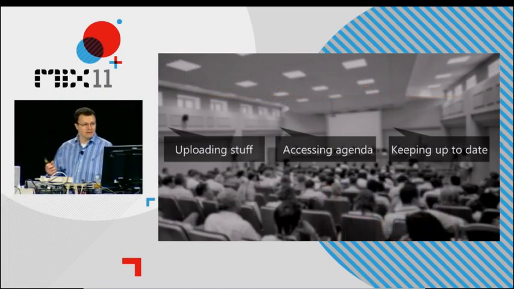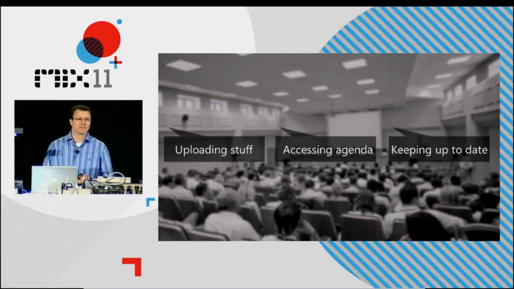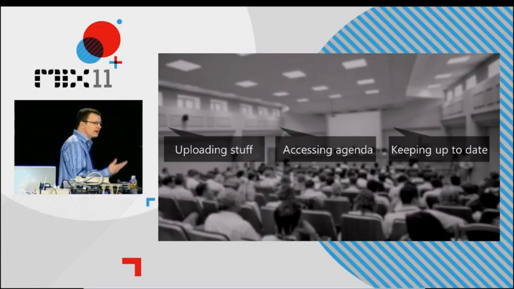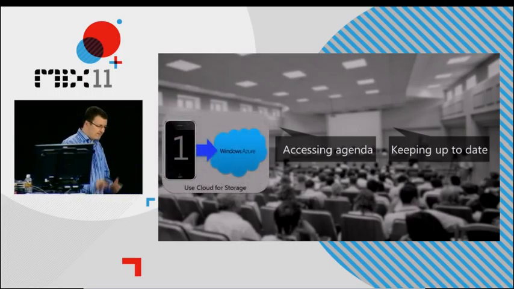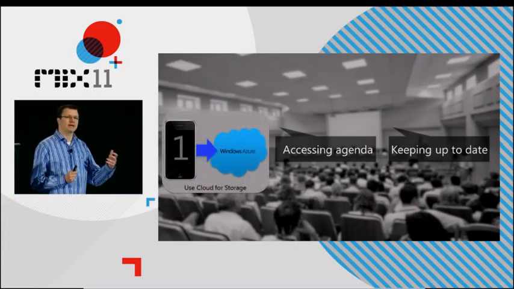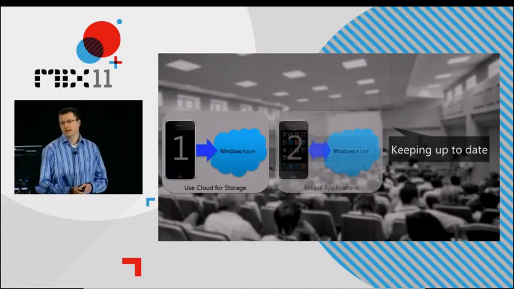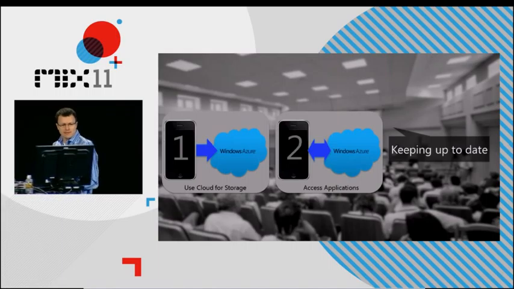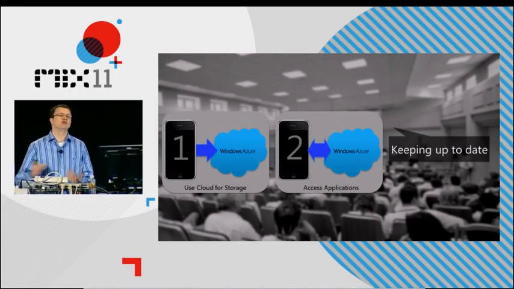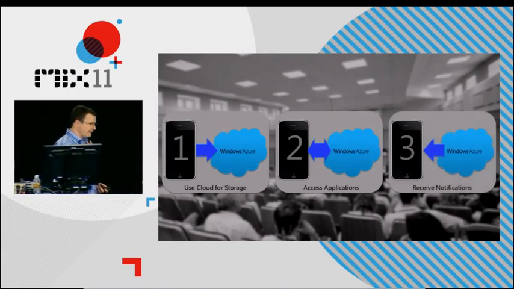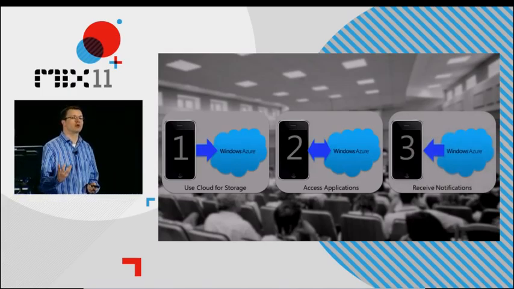So how do I keep my same 3 scenarios and yet kind of build on Azure? So scenario 1, kind of sharing and uploading stuff. My thought is, okay, well, how do I take an iPhone or an iPad and actually connect it with the cloud? Secondly, accessing the agenda is probably going to be about accessing applications in the cloud. And finally, keeping up to date is really about thinking, is there anything in Windows Azure that will actually send stuff to me on a real-time basis?